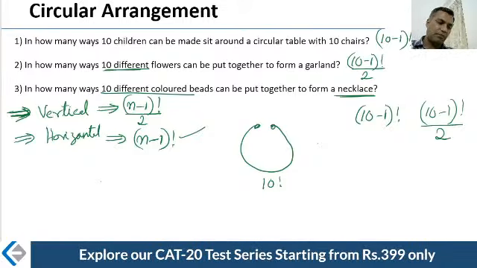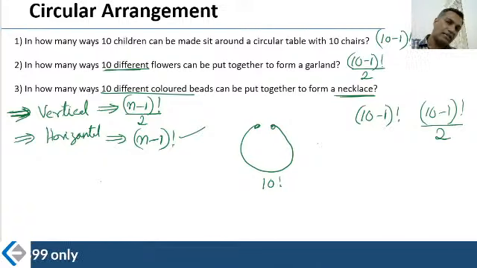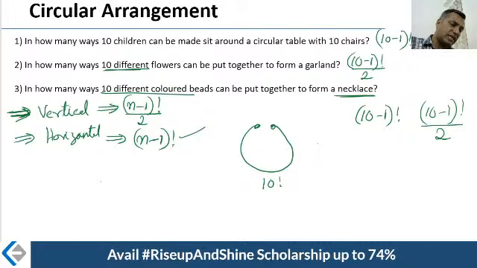Second point: in a necklace, the question of horizontal perspective or vertical perspective comes up, be it linear or non-linear. A horizontal and vertical perspective always comes. Whenever it's a vertical perspective, you have to divide by 2. That's what I meant.